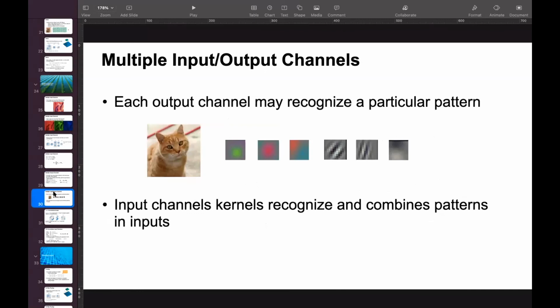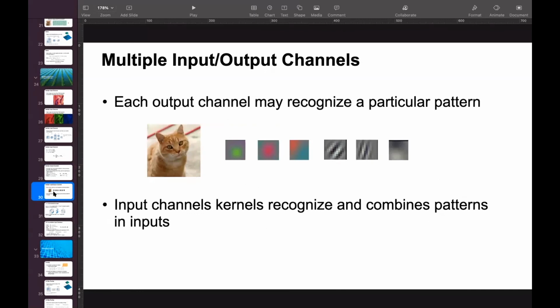Moving on to the next slide. This we already spoke about. Each output channel may recognize a particular pattern. So we spoke about the feature maps. Each kernel is trying to detect a different kind of feature. Input channel kernels recognize and combine patterns in the input. So as you add more layers, now you're going from image to features to combinations of features.